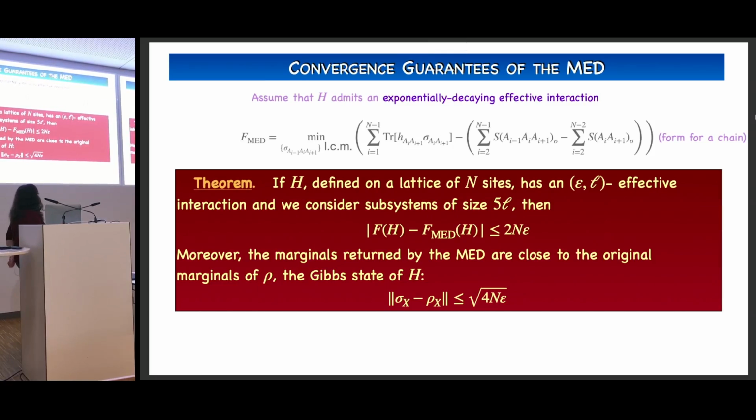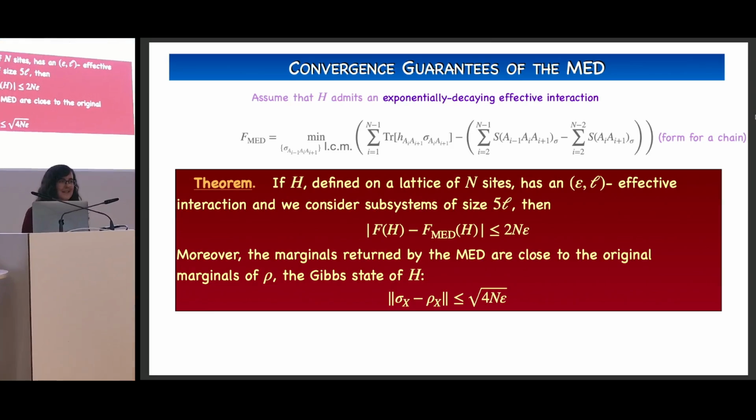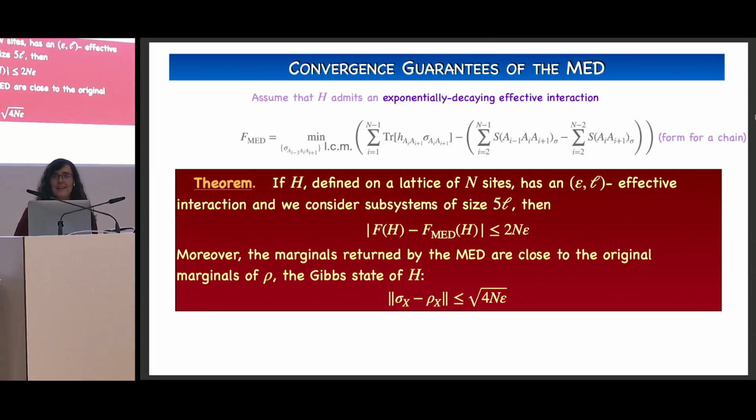I'm reminding you here what the form for the MED was for the 1D chain. Again, I want to emphasize all the time that this is extended to much more complicated geometries. I just don't want to do it here because it's a mess. But just so that you keep in mind the expression that we have for chains, what we are proving in this theorem is that if you consider a Hamiltonian that is defined on a lattice of n sites, and this has an epsilon L effective interaction, then if we consider subsystems of a certain size, which is 5L, which is something that appears during the proof, then the free energy and the MED are actually pretty close.